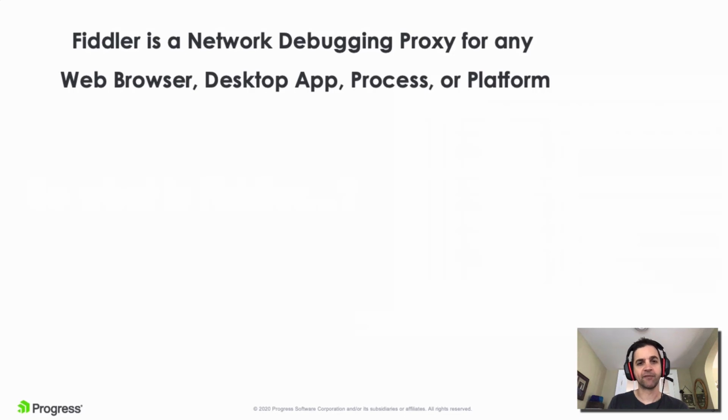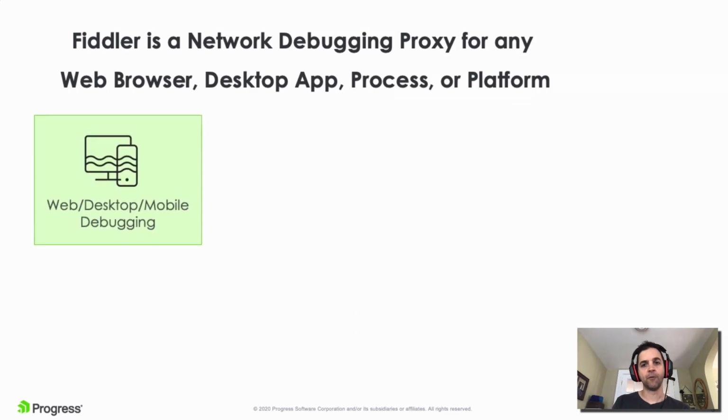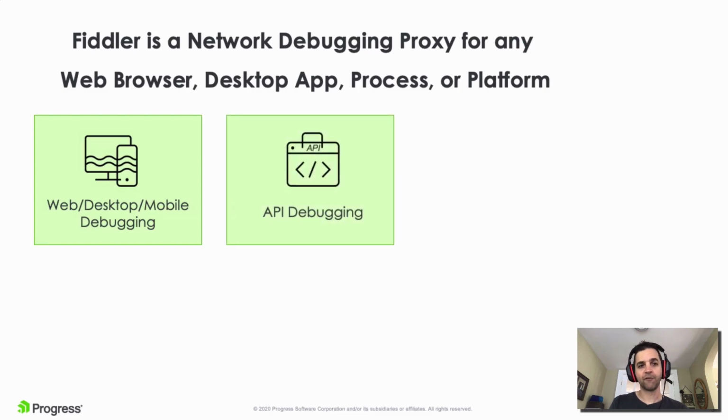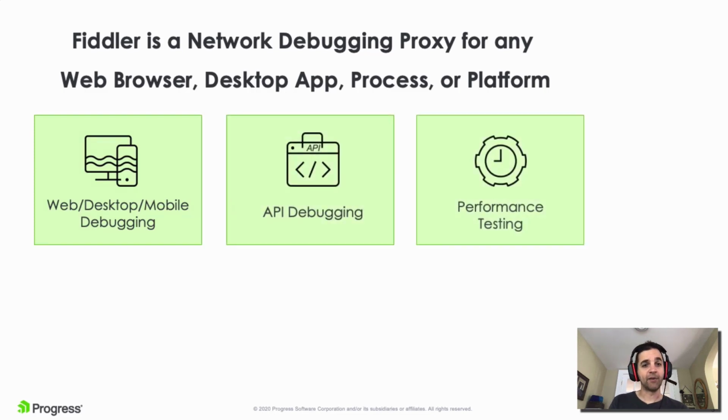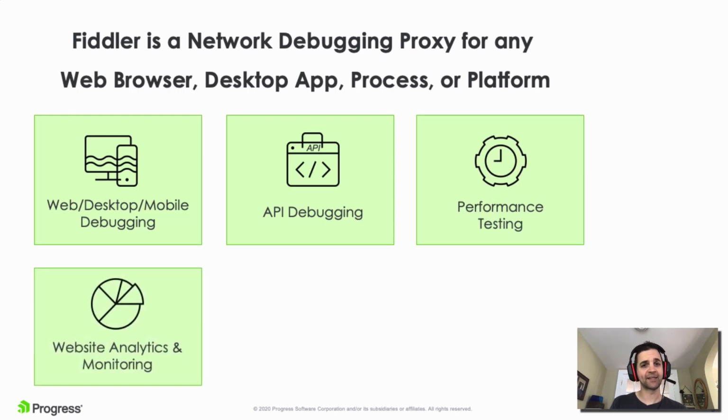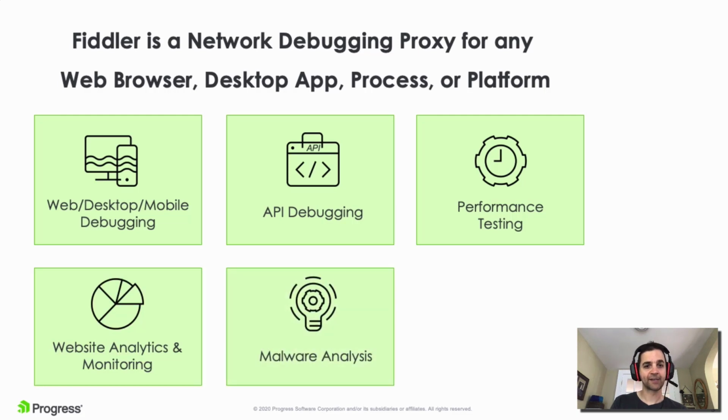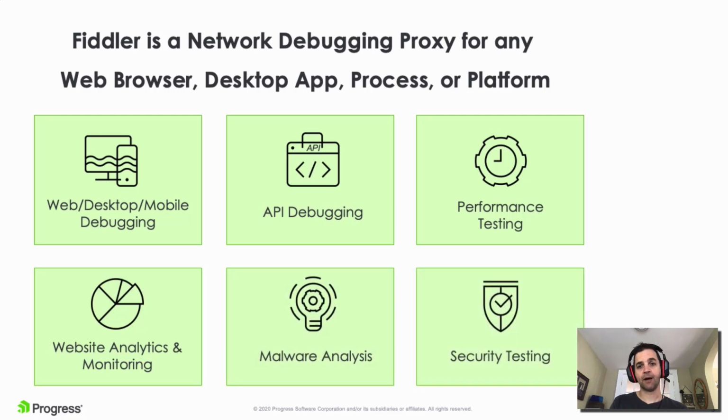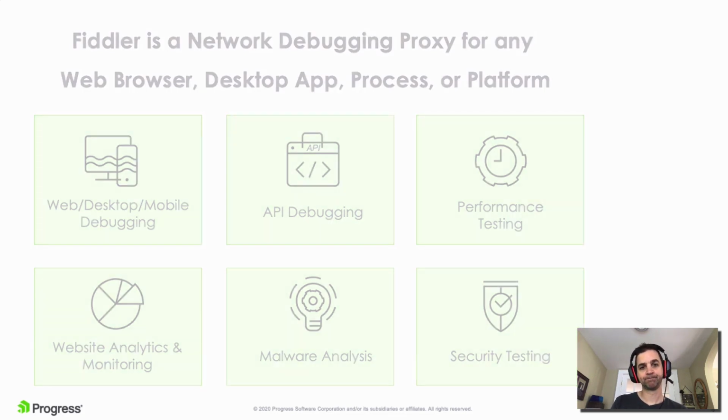So if Fiddler is this network debugging proxy for any browser, any app, any process or platform, what does that mean in terms of actual use cases? Well, we can start with the obvious, debugging on devices. It also means debugging of remote API calls. Even performance testing of your APIs is possible. Analytics and monitoring can all be handled by Fiddler, along with malware analysis and security testing. Now, that's a lot for one tool to bite off, but Fiddler has some amazing capabilities baked in.